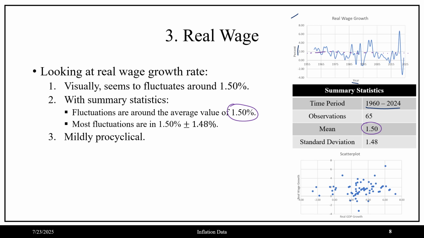Okay, the other thing that we want to make note of, well, how does the real wage move with real GDP? We can turn to the scatter plot that we have below, where real GDP growth is on the horizontal and real wage growth is on the vertical. Where it seems to be the case, as we are traveling to the right horizontally, we can slightly travel upwards on the vertical axis, indicating a positive association between real GDP and real wages, or that real wages are mildly pro-cyclical.